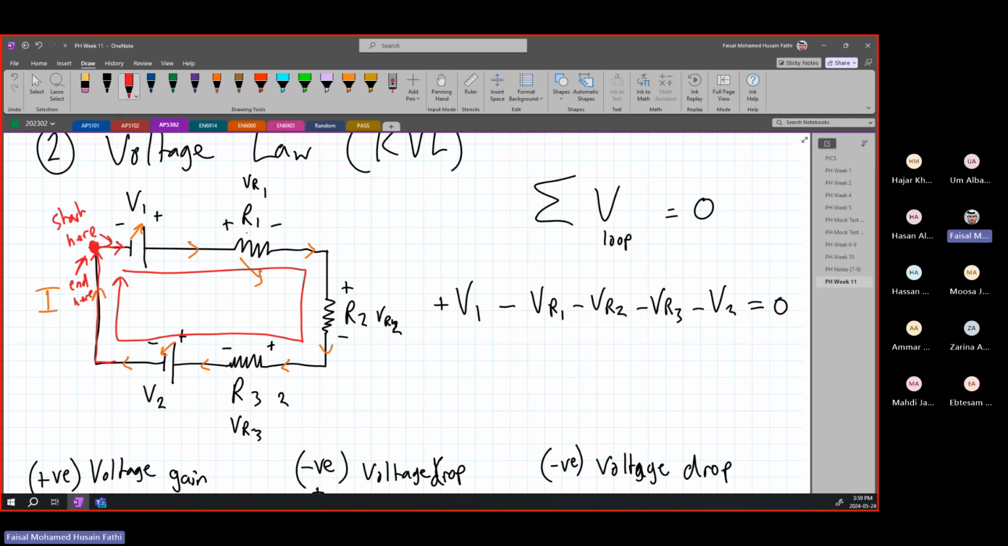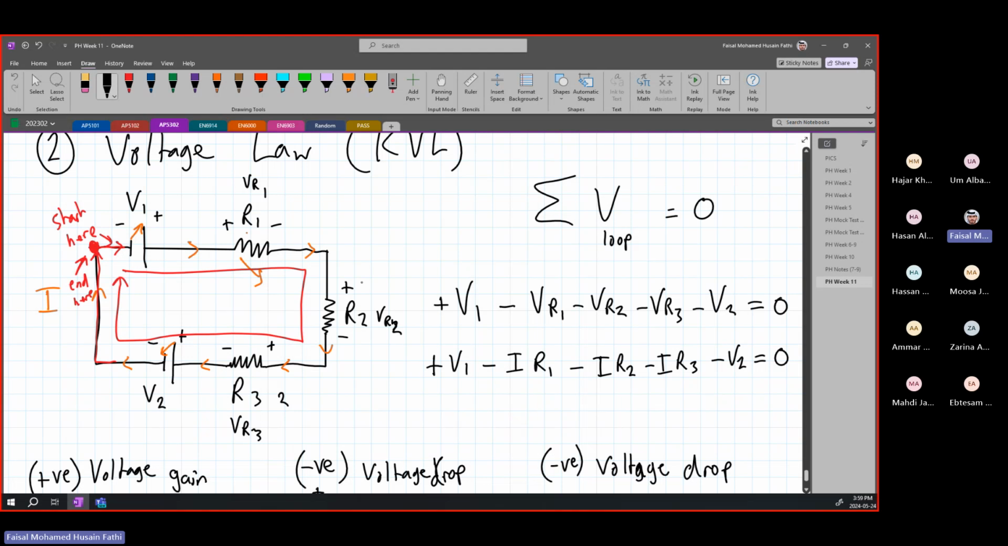Okay. Remember, VR1, if you use Ohm's law, VR1 is simply just I times R1. Remember that current is the same. It's just a series circuit. I is flowing everywhere. So VR1 is simply just I times R1, minus VR2 is simply I times R2, VR3 is I times R3, minus V2 equal to 0. And this is how you apply KVL.